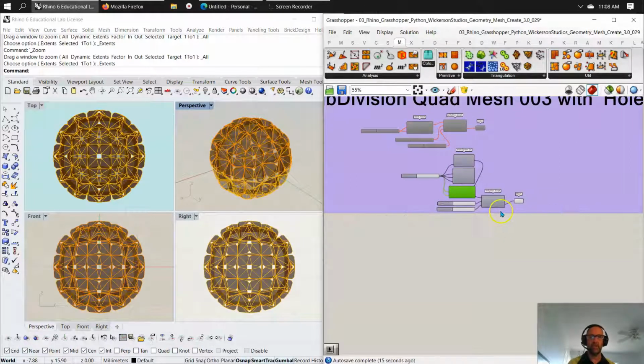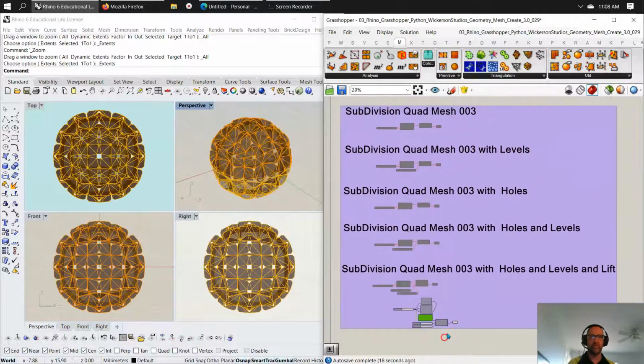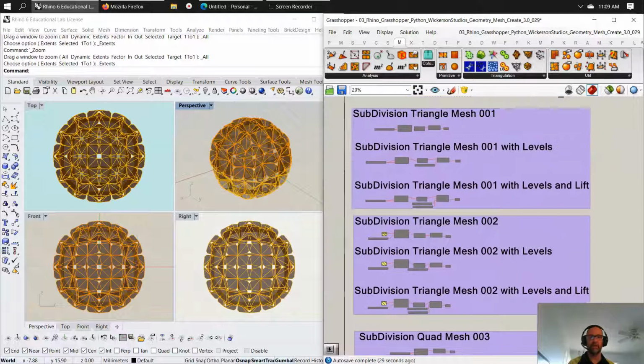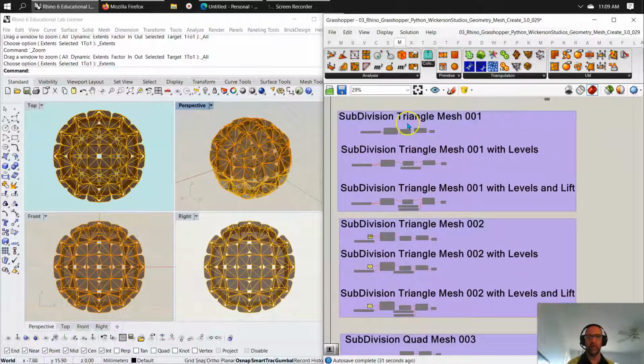There were many, many scripts, and how I ran it was in sections. So really a subdivision of quad, adding levels, adding holes, adding holes with levels, and adding holes with levels in the lift, or the distance lift. Simplifying that back down to what was happening before, it was dealing with a triangular mesh.